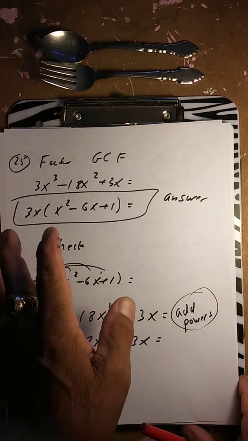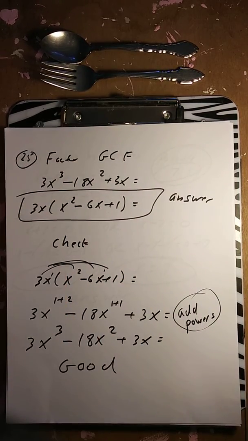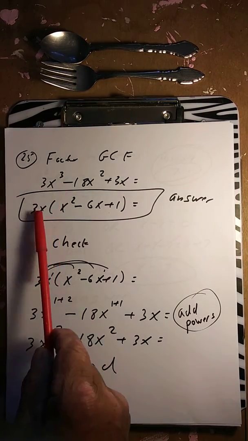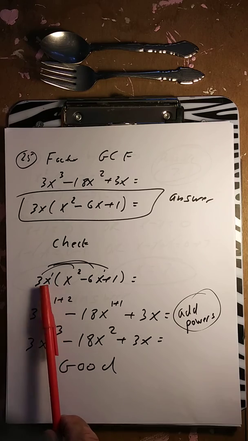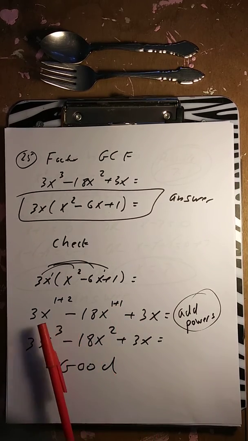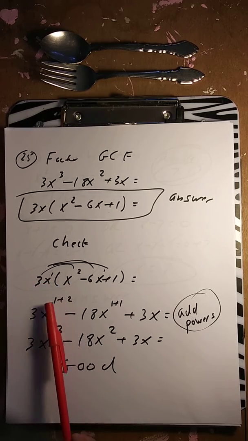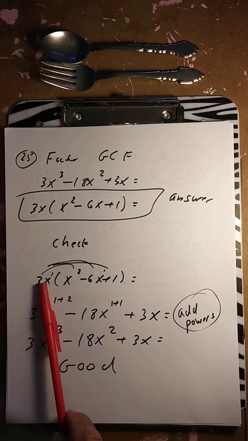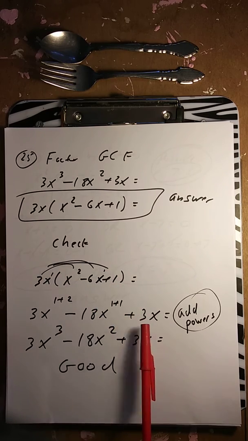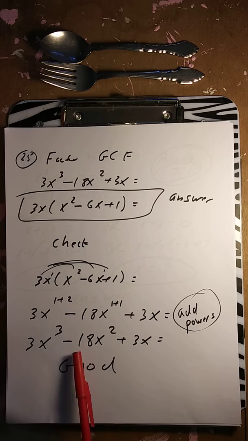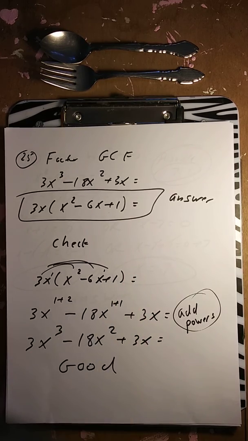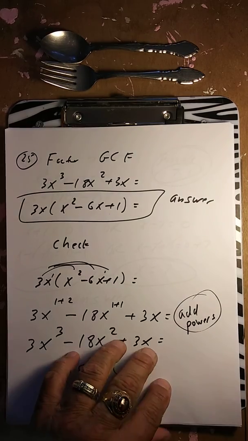Next one. Factor the GCF, the greatest common factor. So I'm going to take a 3x from all this. 3x times that, is it going to give you this one? Let's check. So 3x times (x squared minus 6x plus 1). Is that going to work? Let's see. 3x times x squared is 3x to the 1 plus 2 power. That times that is going to be minus 18x to the 1 plus 1 power. And this one is going to be 3x. So this is going to be 3x cubed minus 18x squared plus 3x. Does this match that one? Yes. So it's correct.